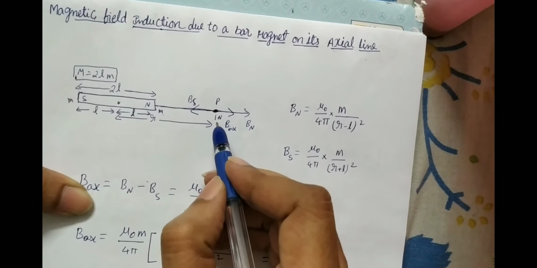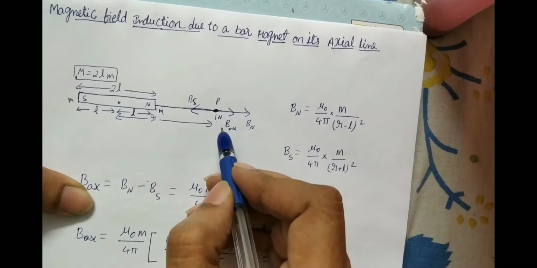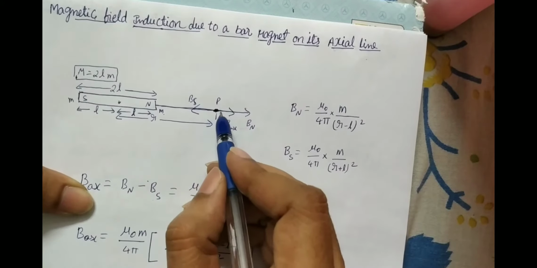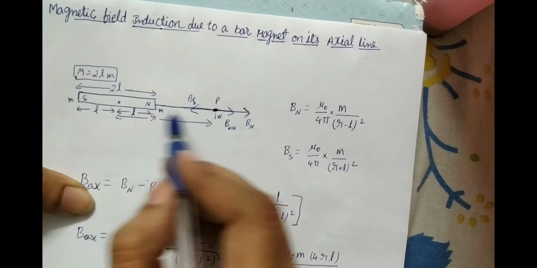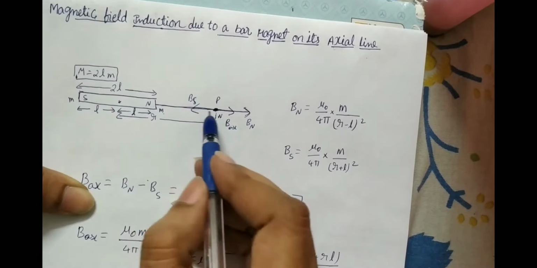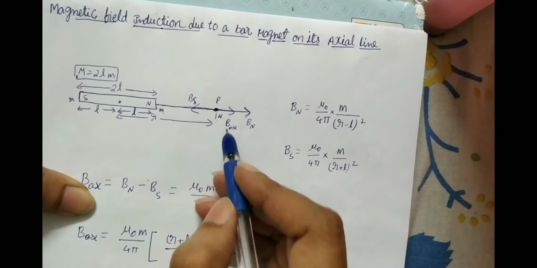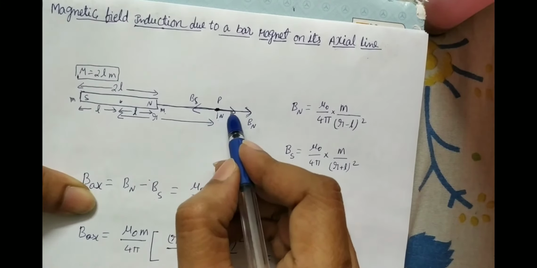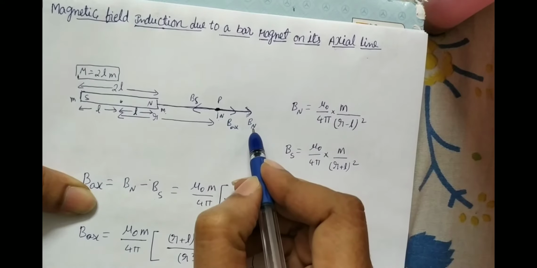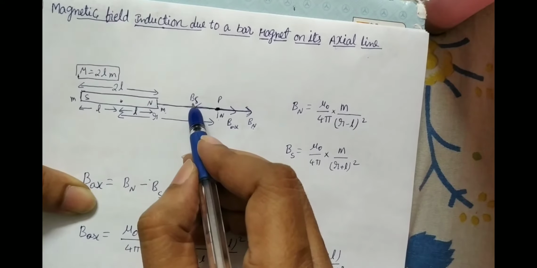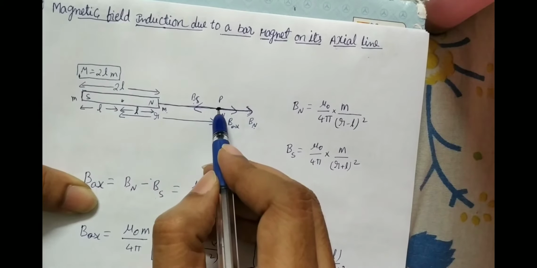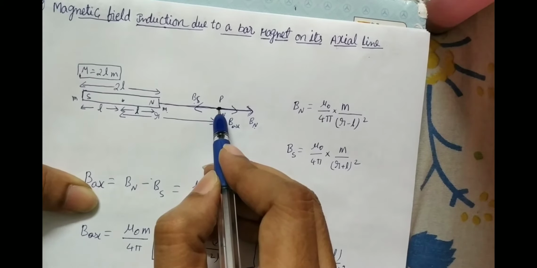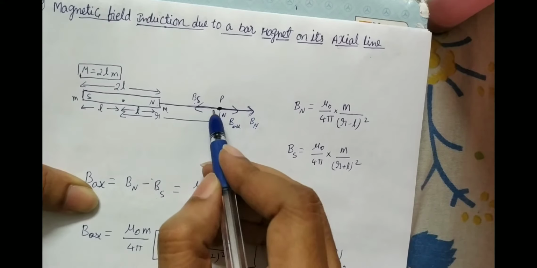So here you can assume a unit north pole, 1 N. This north pole repels it. That's why the field due to the north pole is acting away from the bar magnet, and the south pole attracts, so it is acting towards the bar magnet. In vectors, I draw a longer line for Bn, the field due to the north pole, and a shorter line for Bs, because the south pole is far away from this point, so it creates less field here. So Bn and Bs are in opposite directions.